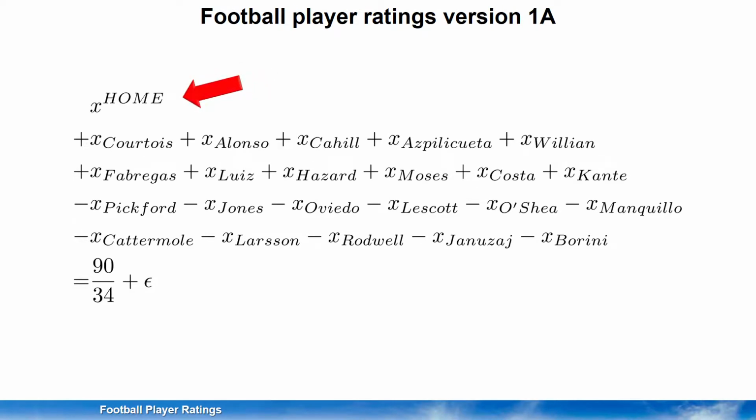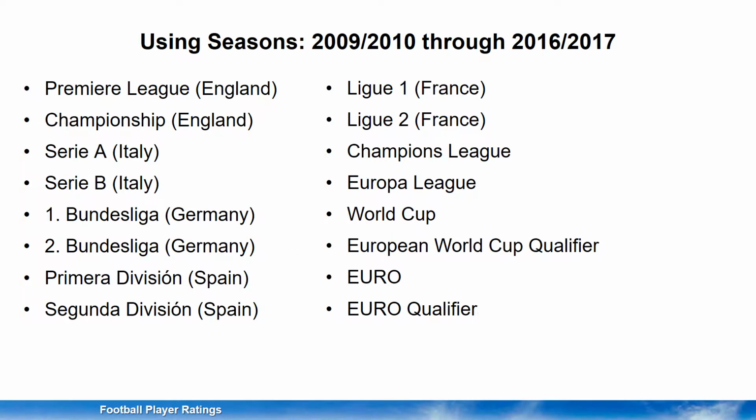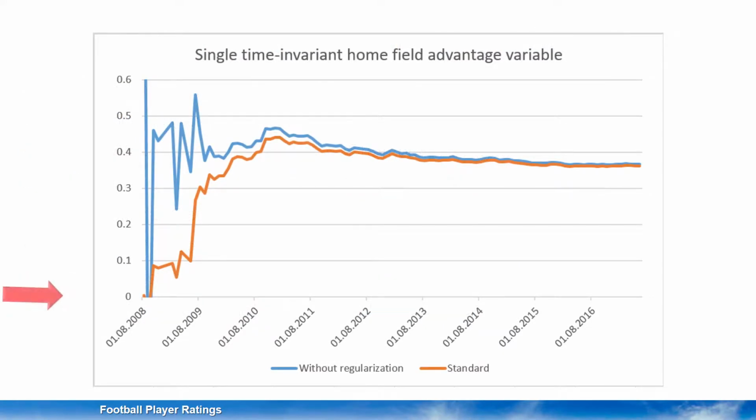To evaluate this, we will use a dataset spanning 8 seasons of 10 different divisions of domestic football, as well as some European competitions and some international games. We then run our model once every month and plot the estimated value of the variable representing the home field advantage. It takes a little while before the estimated value settles down, but after about 2 seasons, we could conclude that the home field advantage amounts to about 0.4 goals per 90 minutes.